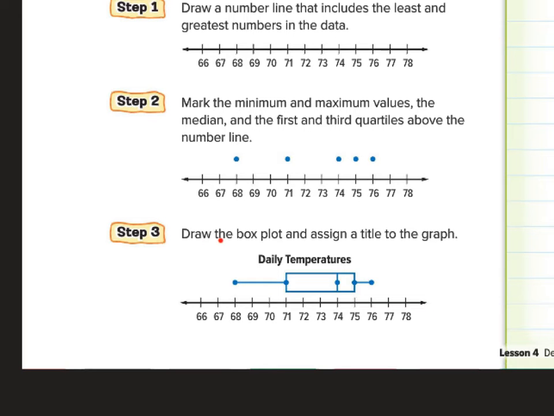We draw the box plot and assign a title to the graph. So the title is daily temperatures, as we already know, and then we draw a box plot. And the box plot has our minimum, our maximum, a line that extends to the first quartile, the third quartile, and then the median in the middle. This almost looks like what they use in stocks as a candlestick, but these you'll find in stocks vertically. And it's used to represent data, and essentially the cluster of data being right here in the middle.